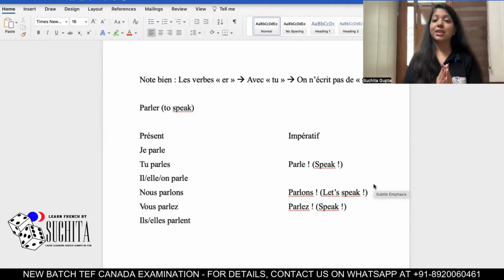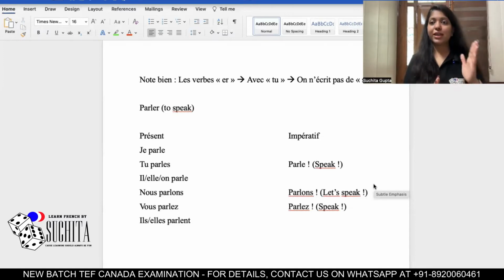So the rule says that in case of ER verbs, with the subject tu, you drop the S. You do not write S. Let me explain this with an example. So let's start with the verb parler. If you see the verb parler, it ends with ER, that's why it is an ER verb. Parler, P-A-R-L-E-R. It ends with ER.